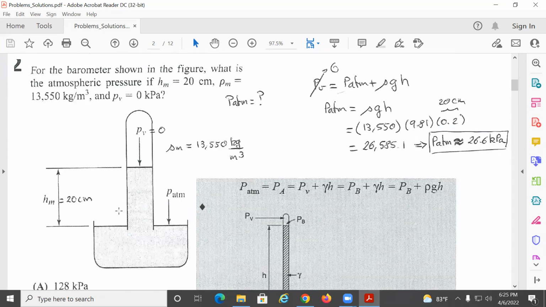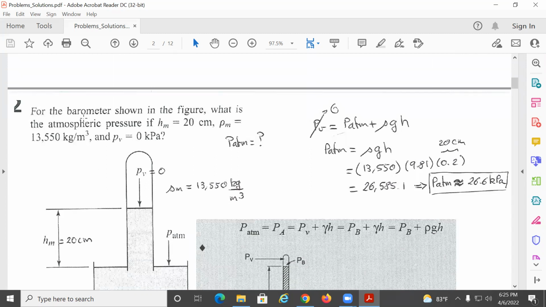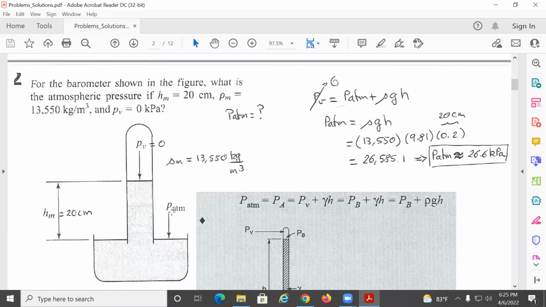Second problem is kind of similar. For the barometer shown in the figure, what is the atmospheric pressure if the height is 20 centimeters and the density of the fluid is 13,550 kilograms per meter cubed, and the pressure PV, inside the vacuum here, is 0? Okay, so you need to find what is the pressure here. So again, here they give you the equation, the P atmospheric, this one would be equal to PA, so PA would be PV plus rho h.